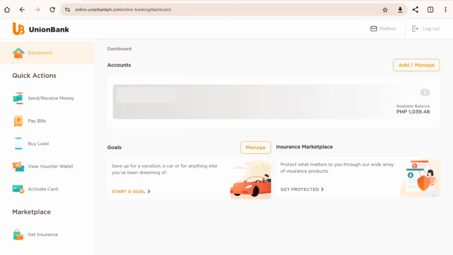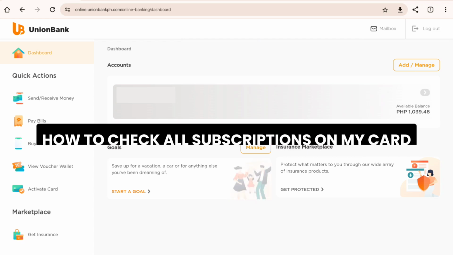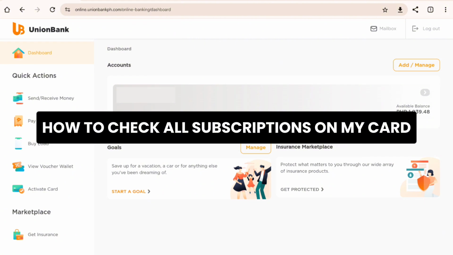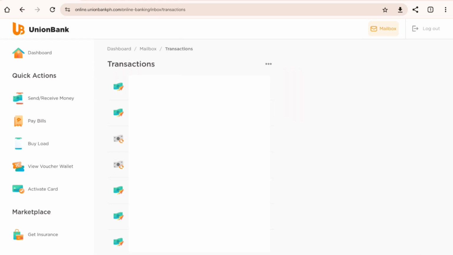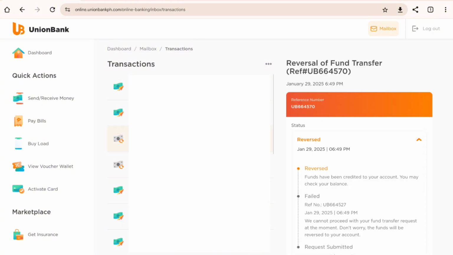Ever wondered how many subscriptions are charging your card each month? Whether it's streaming services, app memberships, or forgotten free trials, I'll show you how to find all active subscriptions linked to your debit or credit card. Many of us sign up for free trials and forget about them until we notice unexpected charges. So checking your subscriptions helps you avoid unnecessary charges, cancel unused services, and track where your money is going.